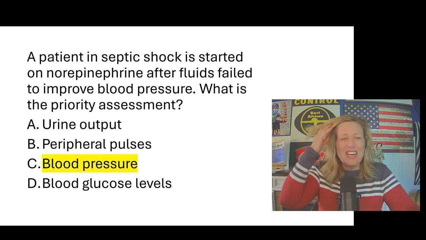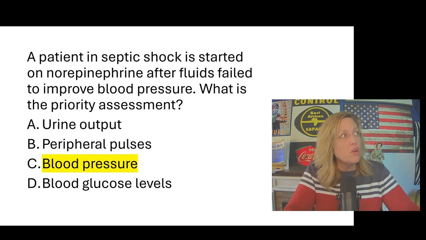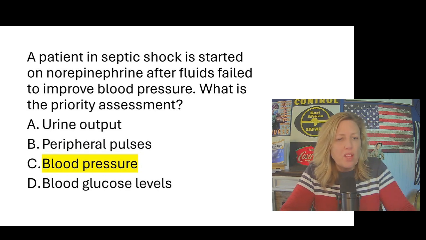So make sure you read the question, okay? So don't go, well, I don't know what am I supposed to be measuring with norepinephrine? Nobody taught me that. Y'all, it's in the question. We're giving it to improve blood pressure. So measure blood pressure, okay?